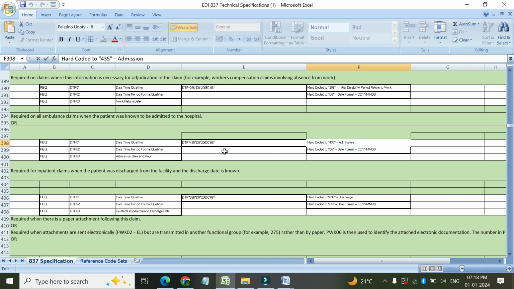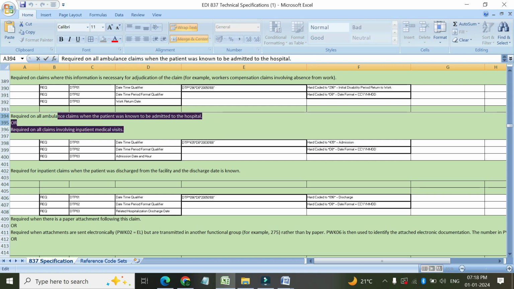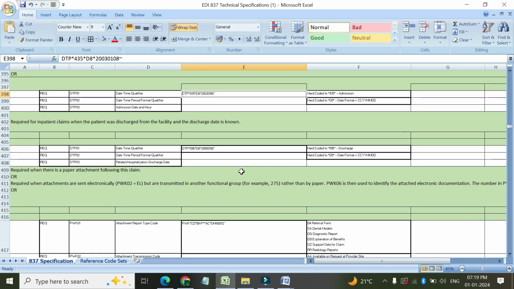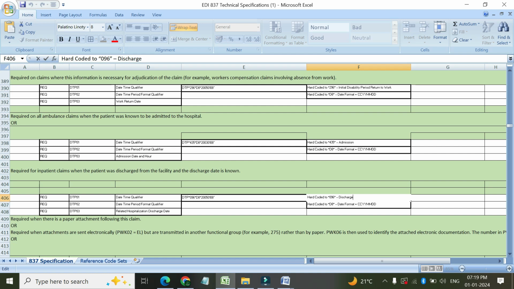Admission date, qualifier 435, is required on all ambulance claims when the patient was known to be admitted to the hospital, or on all claims involving inpatient medical visits. Simple as that. If there is an admission involved, this admission date will output here. And lastly, for loop 2300, the last DTP segment, with qualifier 096, is for the discharge date.